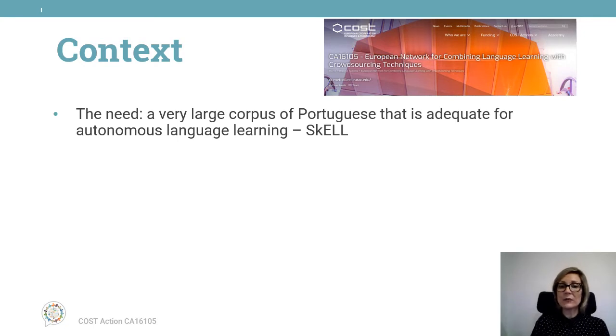SCAL stands for Sketch Engine for Language Learning, and there are already 6 SCALs for 6 different languages, but not for Portuguese. And the most challenging part for Portuguese is the creation of the corpus, because we need a very large corpus that is adequate for autonomous language learning. That means it must be free of offensive language and sensitive content.